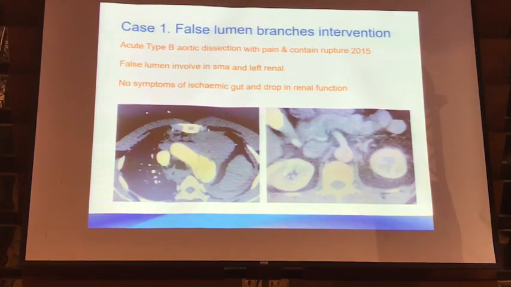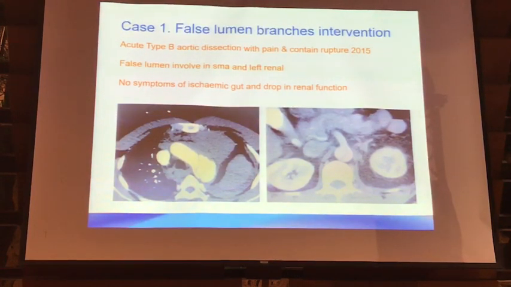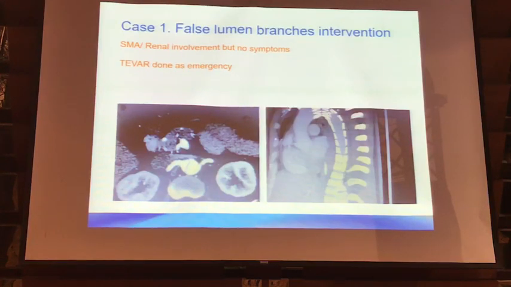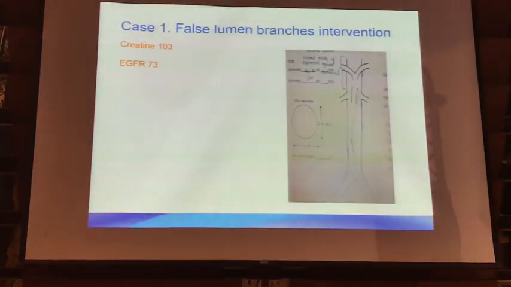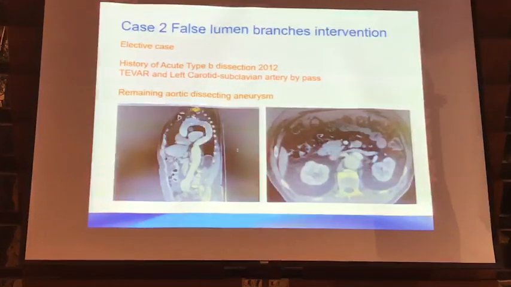The first gentleman is a type B dissection that I saw back in 2015 with a contained rupture. As you can see, the SMA and also the left renal were involved. But he had no symptoms of ischemic gut, and all I did was put in a standard TEVAR. During a 4-year follow-up, which I saw him recently, the renal and the SMA were completely fine. There's nothing seriously that needs to be done. The creatinine was fine, and I monitored with ultrasound. It goes to illustrate how seldom we need to deal with the false lumen branches.